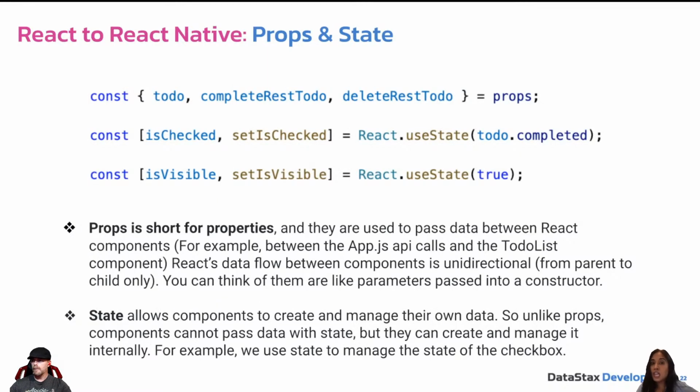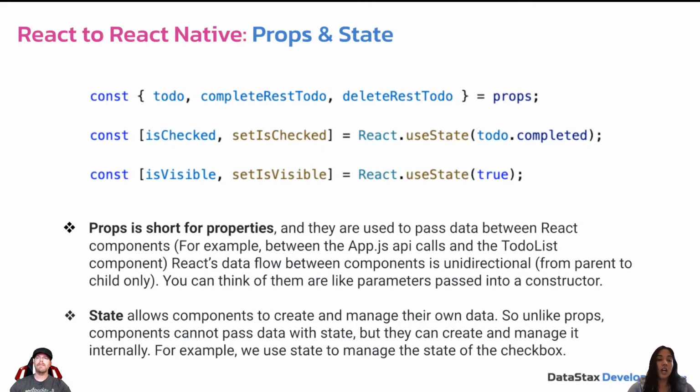So one thing that's the same from React is props and state. And I thought we would just go through this because this is something that we did add in our React Native app. So props is short for properties, and they're used to pass data between React components. So these were also used in our original React app, but we added additional ones for React Native. So in this case, you can kind of think of them like parameters that are passed into a constructor. So whenever you create, let's say, a to-do list item, because this is from the to-do list, you'll have to pass in to-do, complete rest to-do, and the delete rest to-do properties.